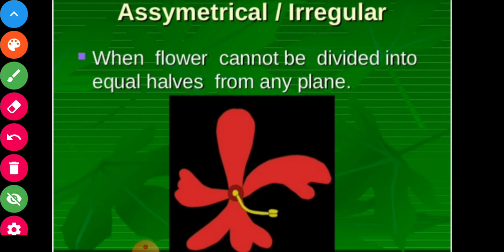Asymmetrical flowers, when a flower cannot be divided into two equal halves from any plane, that is called asymmetrical or irregular.